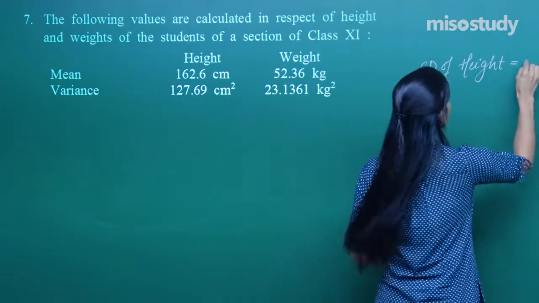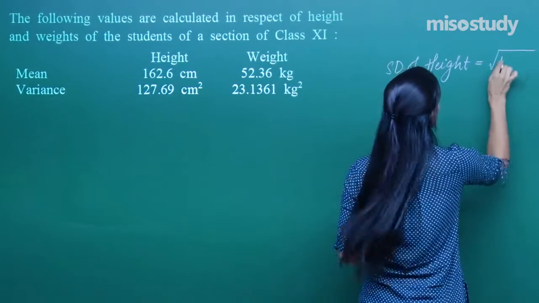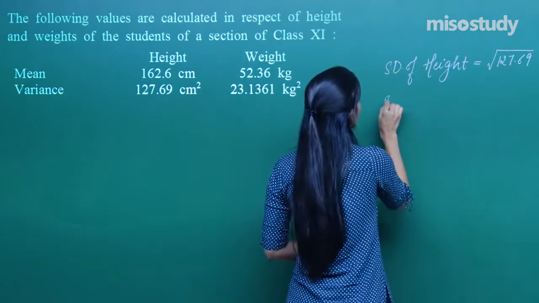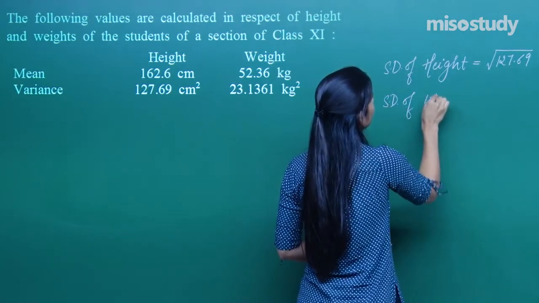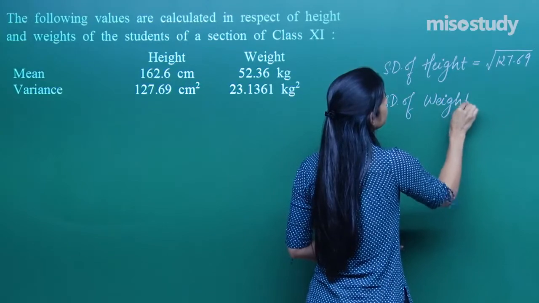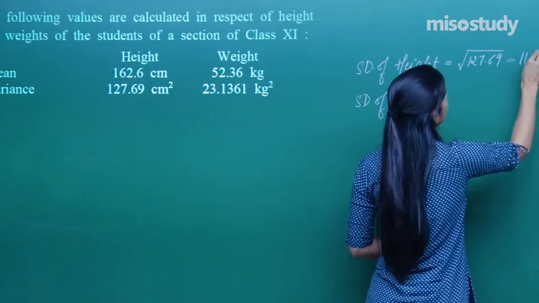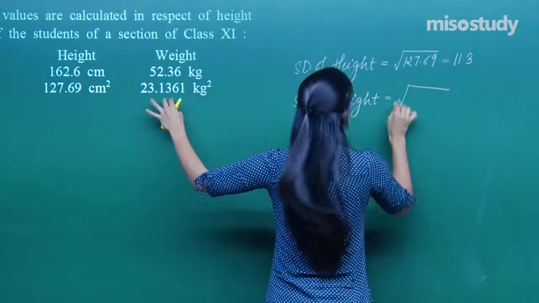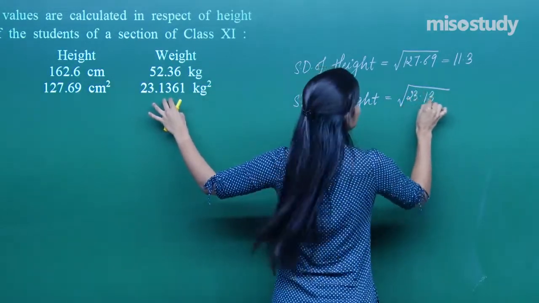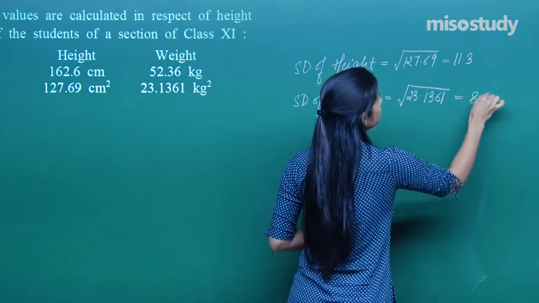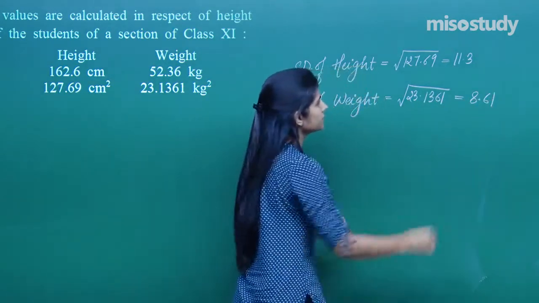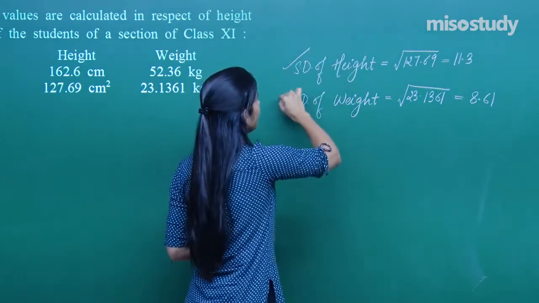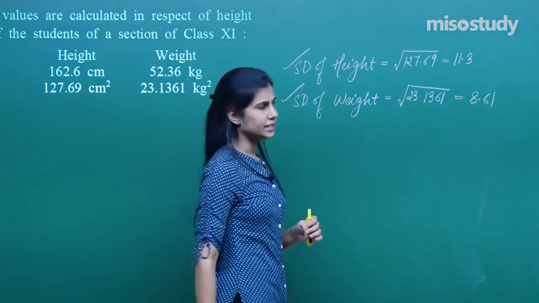Standard deviation of height would be the positive square root of variance of height, that is 127.69. And what is standard deviation of weight? This comes out to be 11.3, and standard deviation of weight is the positive square root of 23.1361. This comes out to be 8.61. This is the standard deviation of height, this is standard deviation of weight.